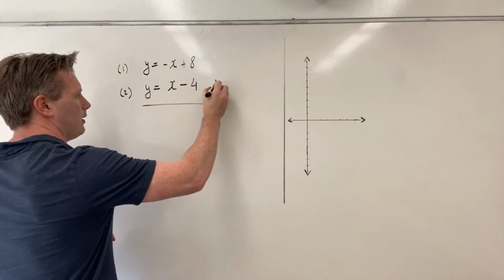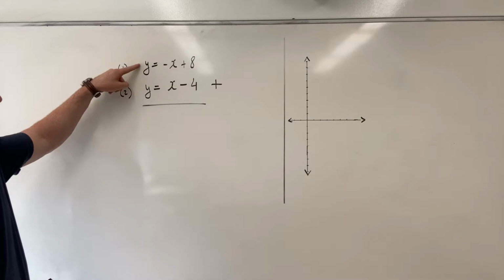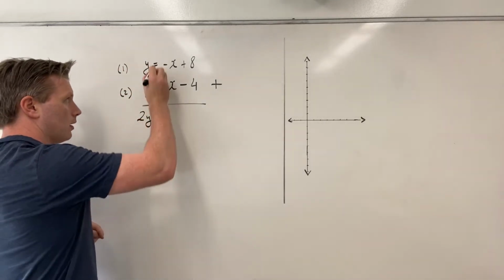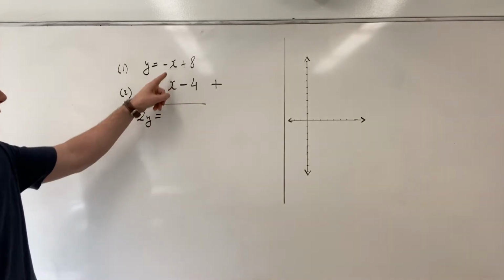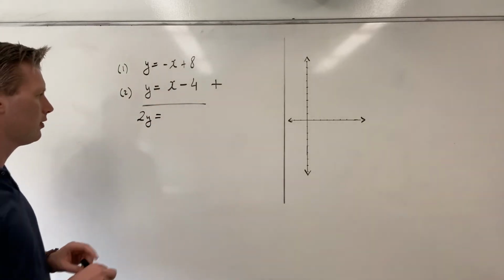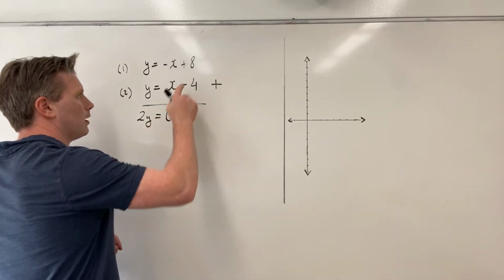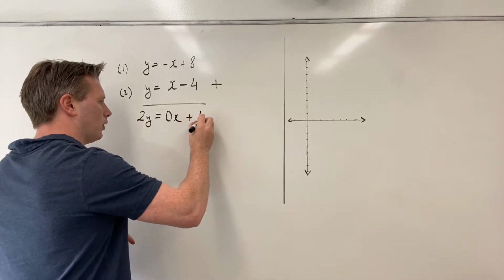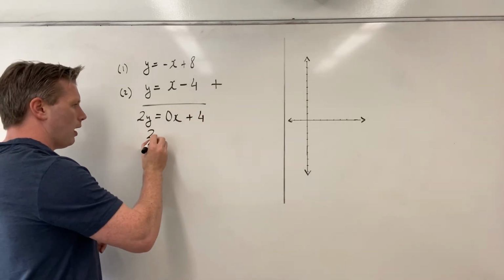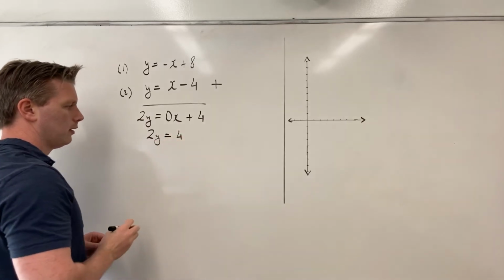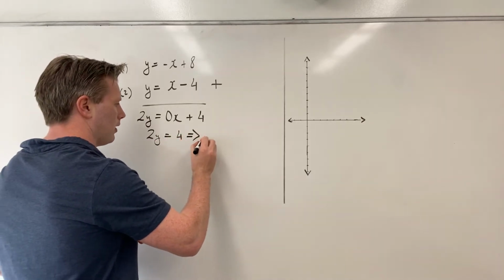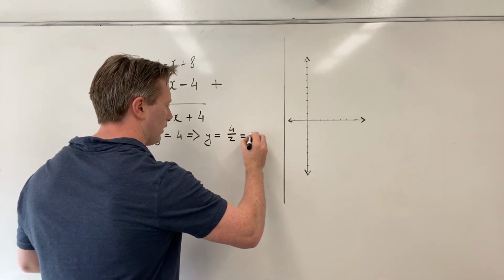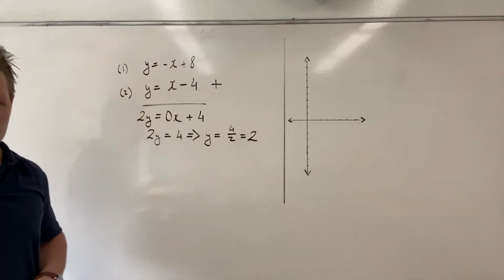So adding the equations together, I get y plus y, which is 2y, equals negative x plus x, which is 0x, and 8 plus negative 4, that's 8 minus 4, which is plus 4. And so I'm left with the equation 2y is equal to 4, and therefore, dividing both sides by 2, I get 4 over 2, and I find that y is equal to 2.